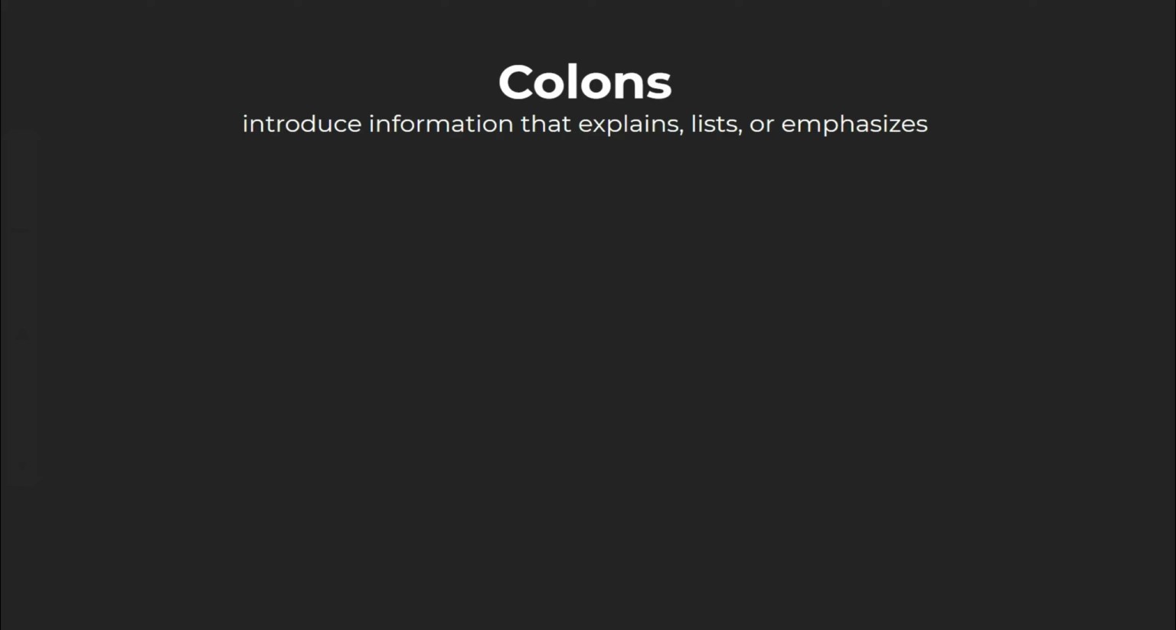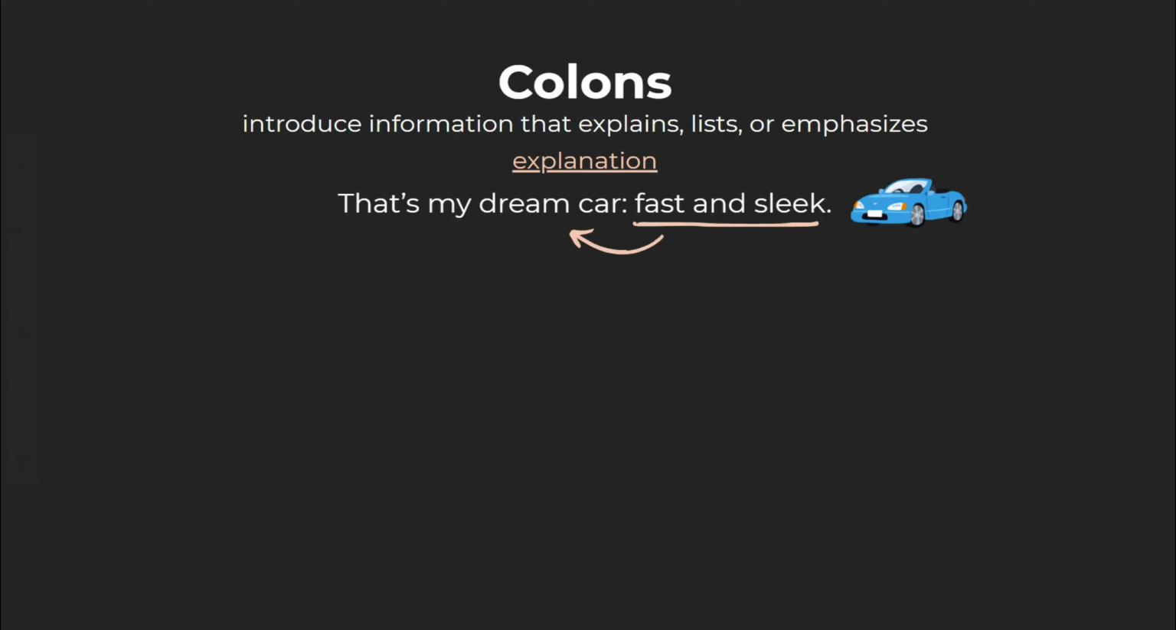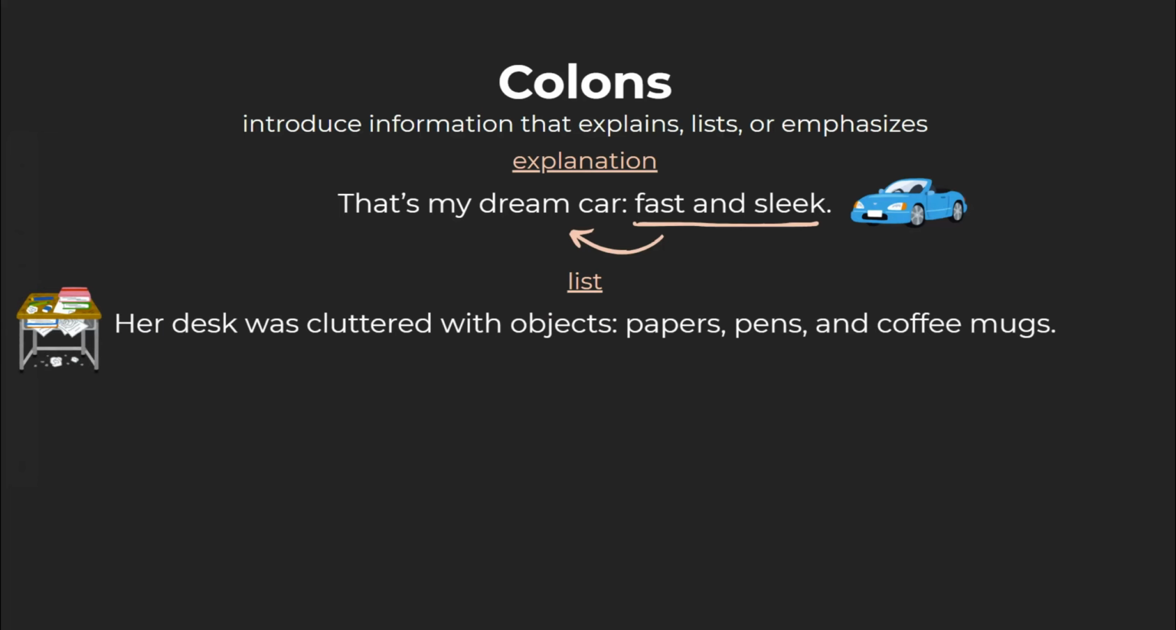Let's give an example of each. An example of introducing an explanation would be, "That's my dream car: fast and sleek." The information following the colon, "fast and sleek," explains why that car is the speaker's dream car. An example of a colon introducing a list would be, "Her desk was cluttered with objects: papers, pens, and coffee mugs." Here, the colon introduces a list of exactly what objects are cluttering her desk.